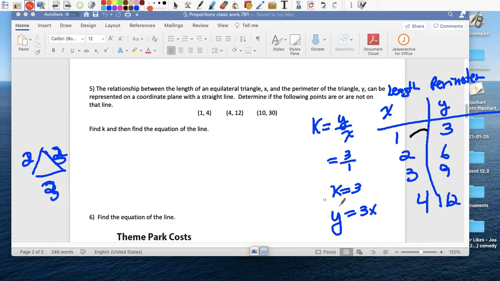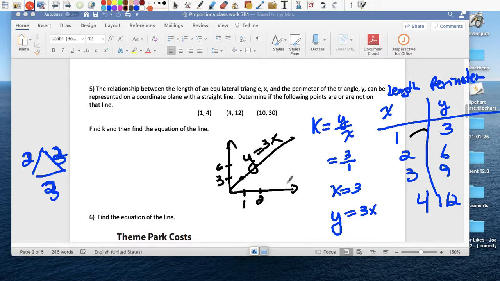So we have a graph, and I'm going to write something like this: y equals 3x. When x is 1, y was 3. When x is 2, it was 6, and so forth. That's what my graph looks like. Now they're asking us if these points are on the line. You can clearly tell that (1, 4) wouldn't be on this line. (1, 4) would be over here.